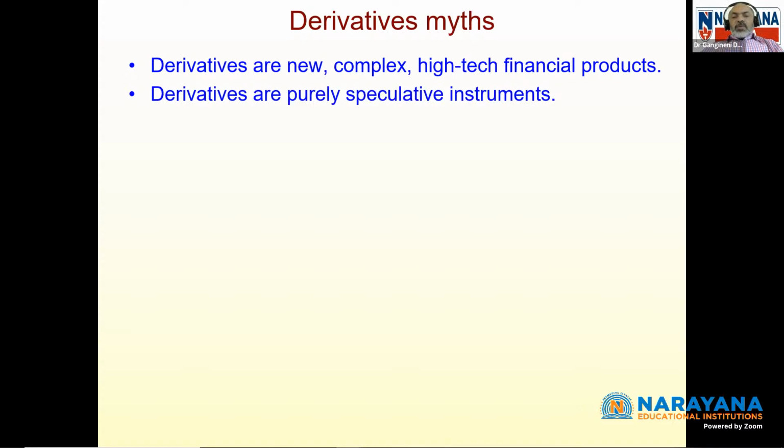People say that derivatives are purely speculative instruments, which is not so. One aspect of it is speculation, but majorly it is used for hedging and arbitrage. It is like a knife. You can use it to cut your vegetables, or you can use it to cut your throat. That is the type of purposes it has.